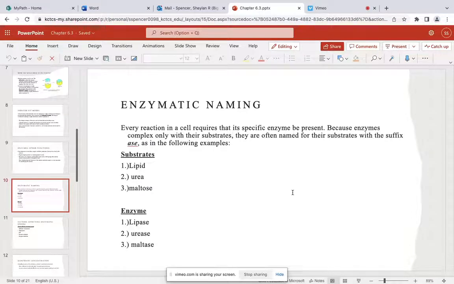Enzymatic naming, all this slide is represented as anytime you see any enzyme, it usually ends with ASE, A-S-E. So what breaks down lipids? Lipase. What breaks down urea? Urease. What breaks down maltose? Maltase. What breaks down, let's say, lactose? What would you think? Well, probably lactase.